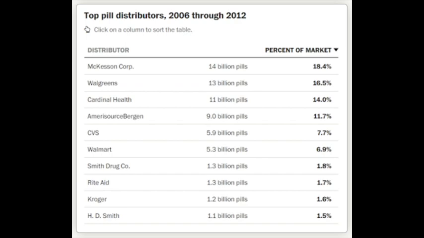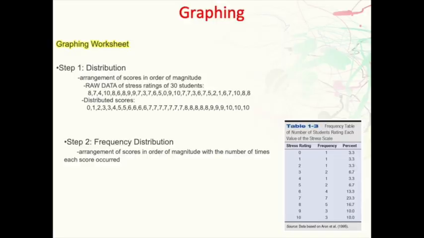Percent is added here, but that's technically not part of a frequency distribution. It's another descriptive on top of a frequency count. So when you make your frequency distributions on your worksheet or your homework, you don't have to put that percent column.